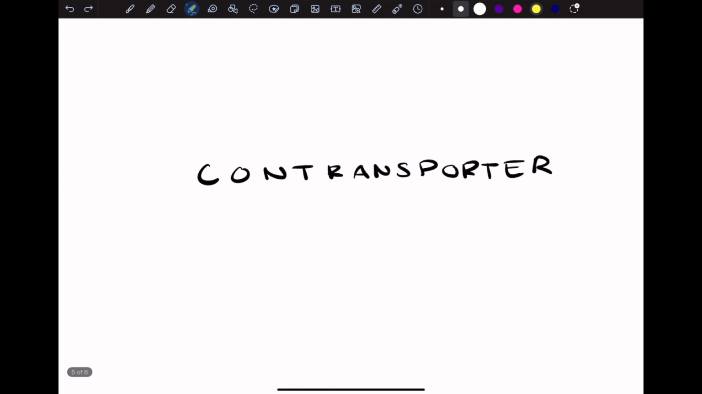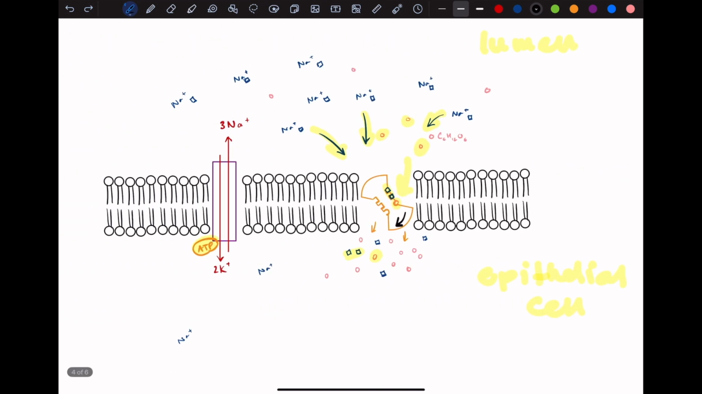And just as a last note, I would like to add that this type of channel is a cotransporter. And what is a cotransporter? Well, it's a type of transporter where one molecule moves down its concentration gradient while the other molecule moves against its concentration gradient. And this is exactly what we have right here. Sodium ions move down their concentration gradient, but glucose moves against its concentration gradient. So this protein channel right here is a cotransporter.